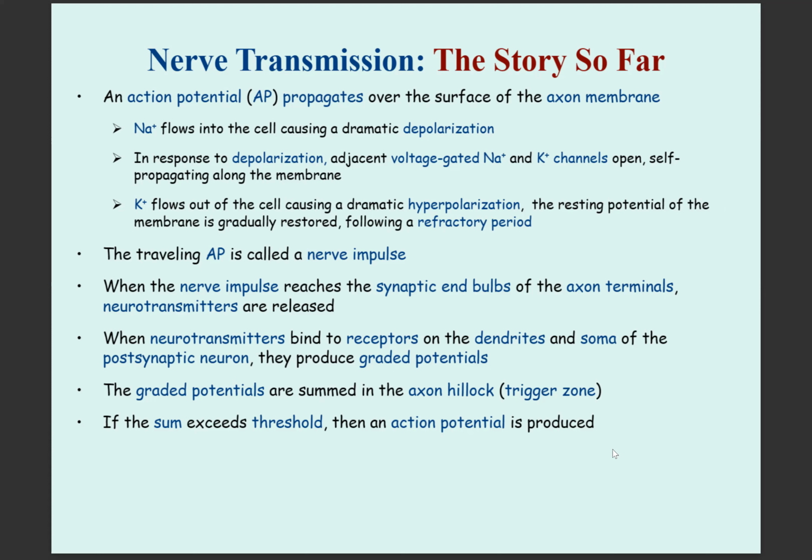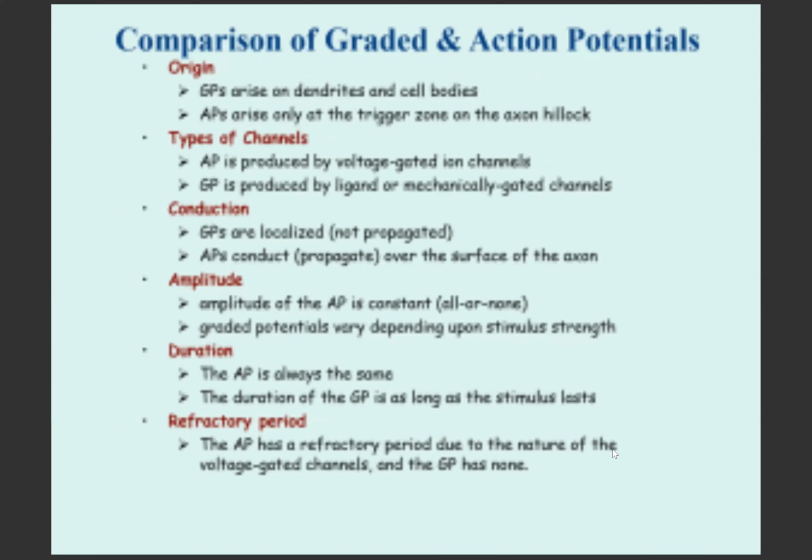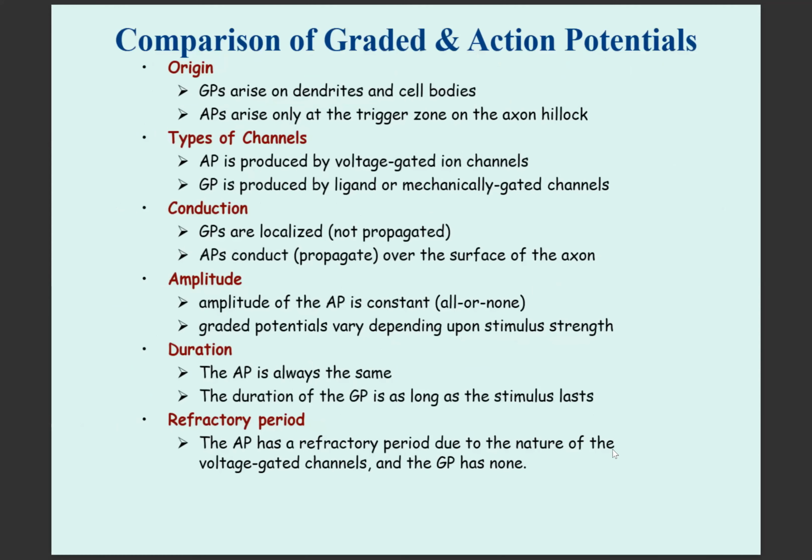And then the neurotransmitters will bind to their receptors on the dendrites or soma of the postsynaptic neuron, and then they produce graded potentials. The graded potentials are summed in the axon hillock, and if the sum exceeds the threshold, then an action potential is produced. So this gives us the overall summary on nerve transmission.